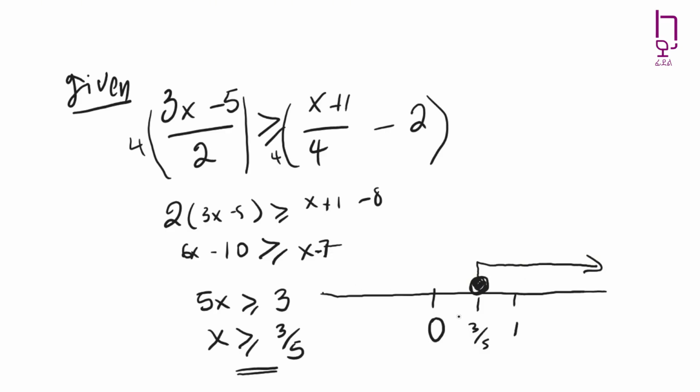So let's know all the numbers greater than 3 over 5 are part of the solution. It can be 1, it can be 2, it can be 10, it can be 1 million. All the numbers greater than 3 over 5 are the solution of this inequality.